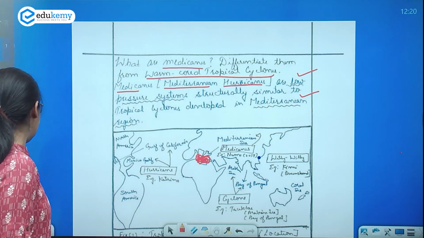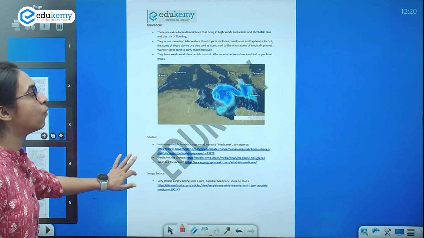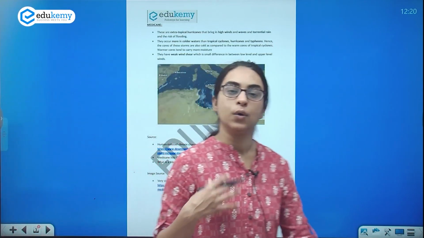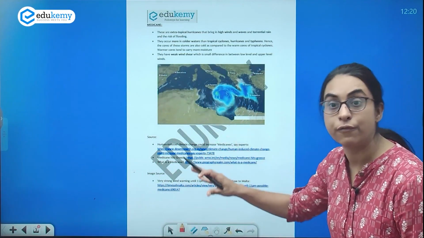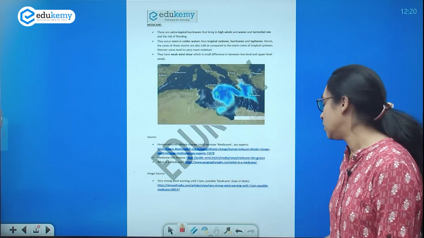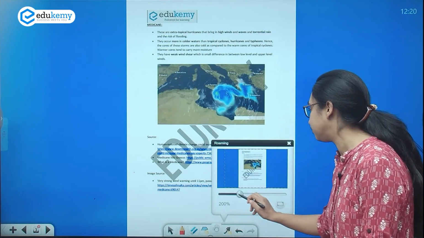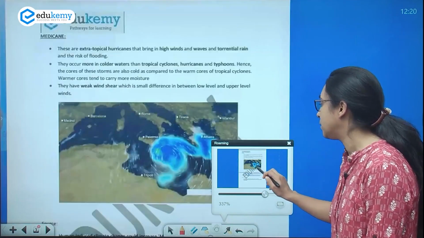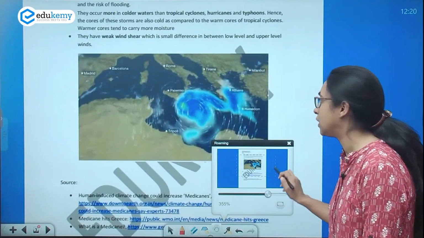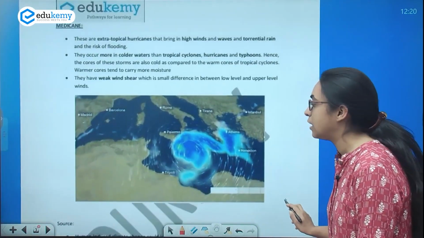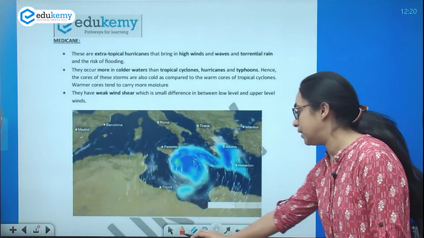Now let's firstly understand this in brief about the Medicane, and then we will explain what is the difference between Medicane and the tropical cyclone. The difference between Medicane and tropical cyclone can be done later on. Now first understand the Medicane.